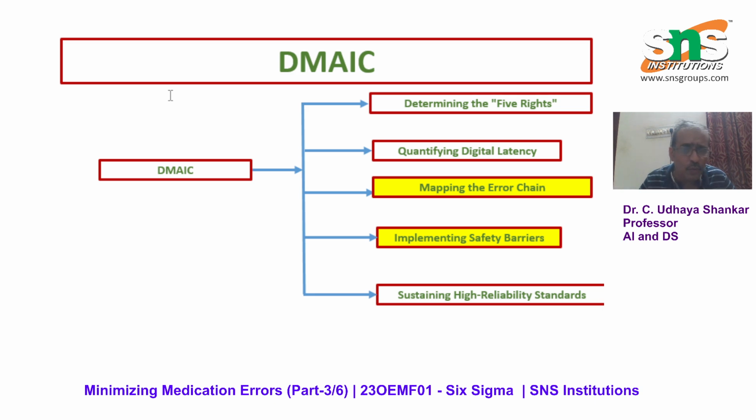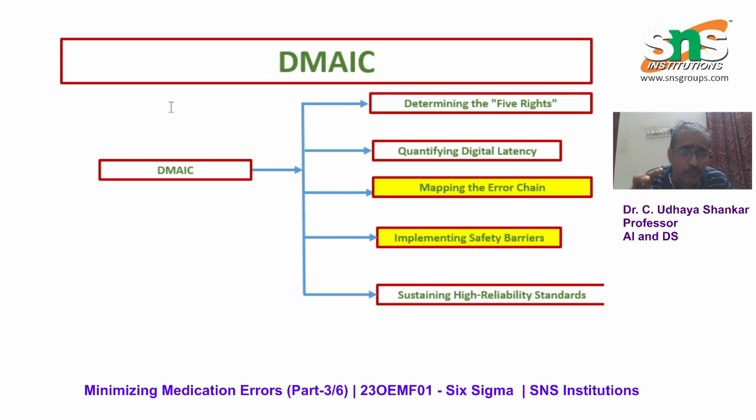In the improve phase, the team designs and tests interventions to mitigate the risks identified. This might include the implementation of barcode medication administration, in short called BCMA, as well as automated dispensing cabinets and quiet zones, where nurses can prepare medications without any interruption. By error proofing, that is poka-yoke, the process, such as using software that prevents the entry of an illegal dose, the facility creates physical and digital barriers against human fallibility.